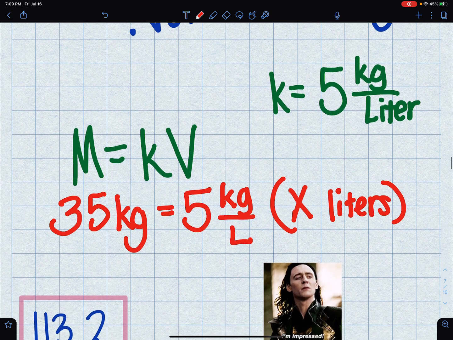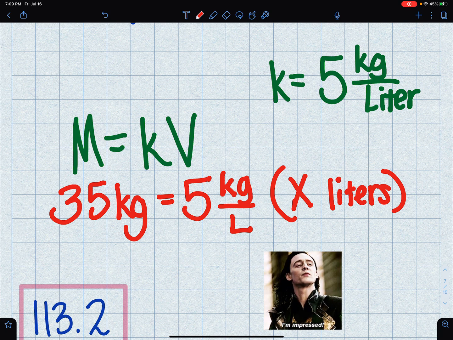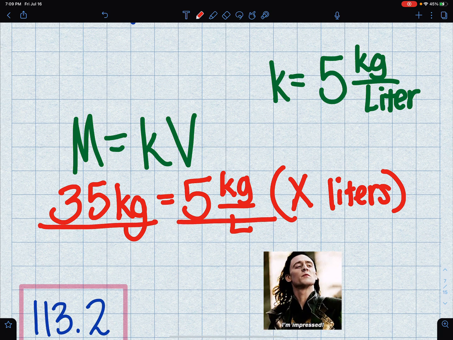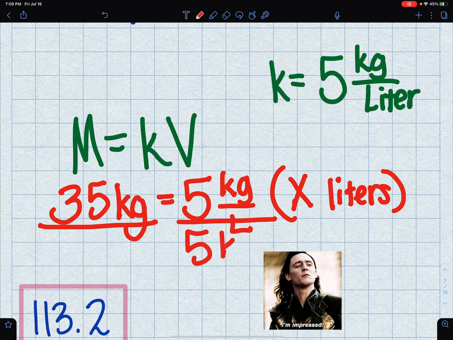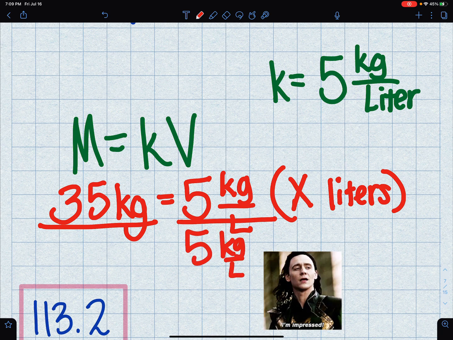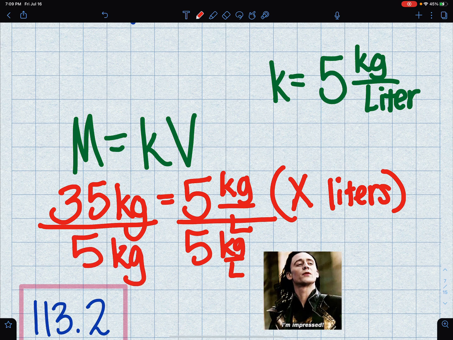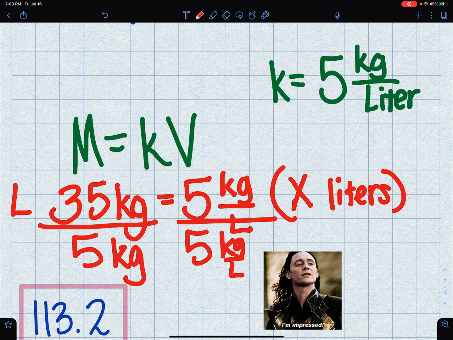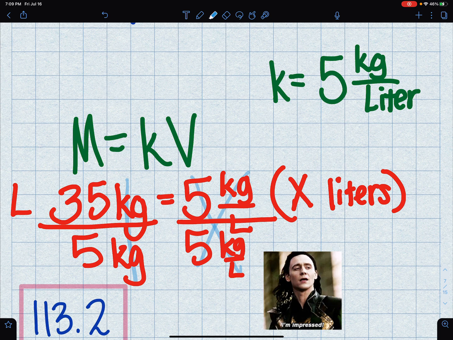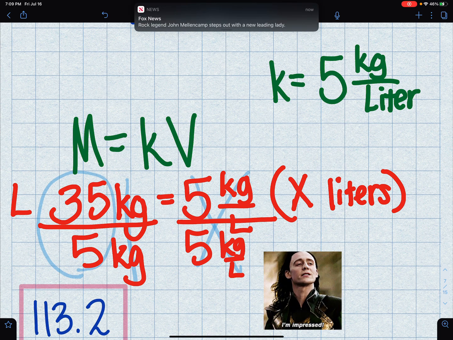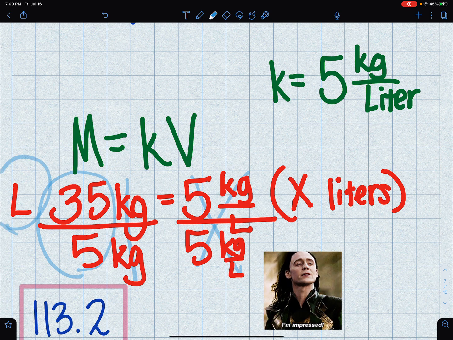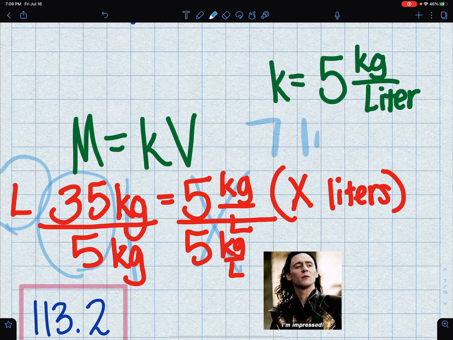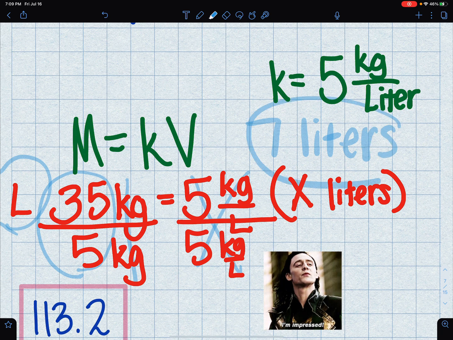Okay, now we divide both sides by 5 kilos per liter. And notice when you do that, it goes to this, 5 kilos per liter. The liter goes on top because it's a fraction over a fraction. And now this is so cool. The kilos cancel out. This whole thing cancels out. And you're left with 35 divided by 5. And so it's 7. And you are left with the correct units too. So it's 7 liters. Sorry, I'm writing it in a highlighter, but that is the final answer.